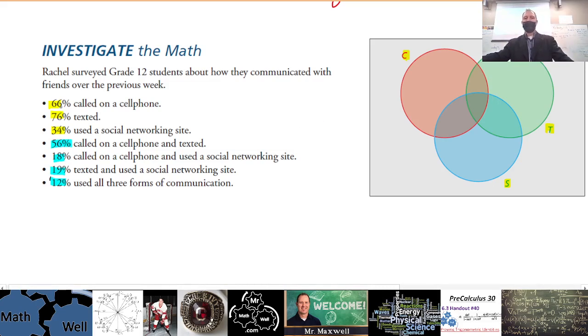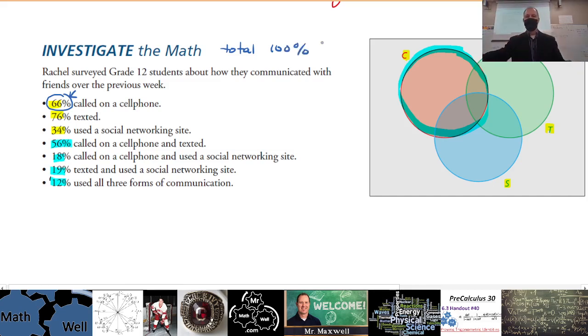The total for the cell phone is 66%. That means that inside this whole circle right here has to be 66. Now, they don't give us a total number of students, which is fine because this is a percent. I've had students say, well, I don't know how many students I'm supposed to be counting. If it's a percent, it's always per 100. So there is a total of 100% here, not necessarily 100 students, but 100% of all students surveyed. So we have to make sure that we have 100 in this universal set when we're all done.